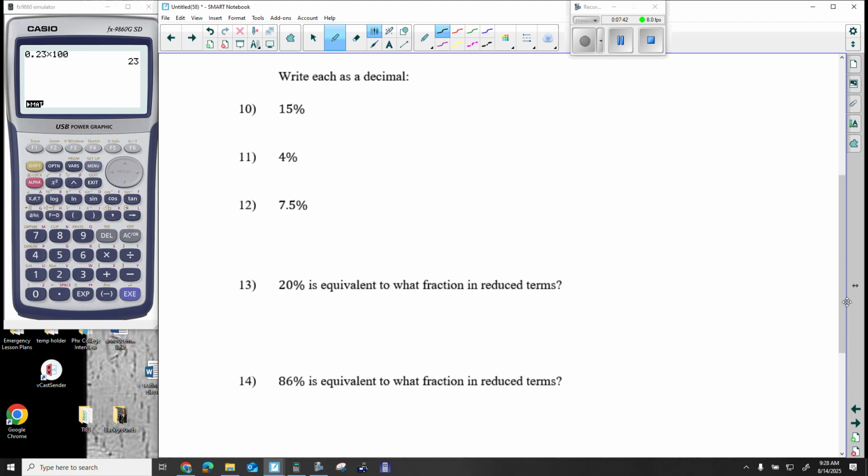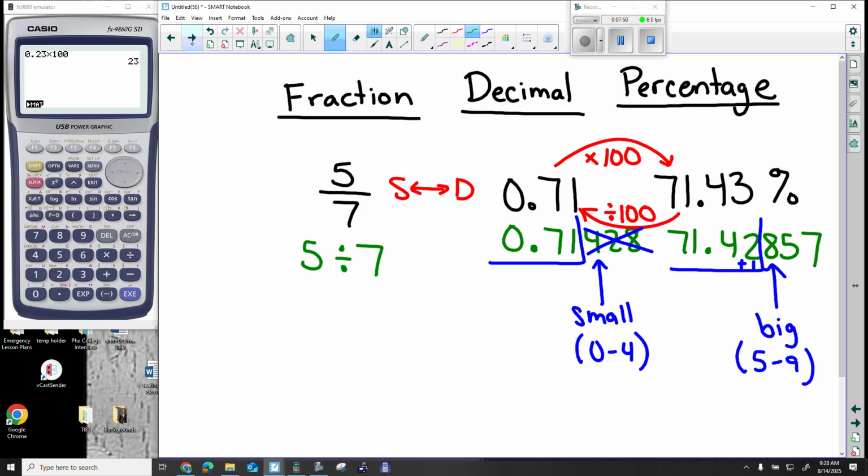So we multiply by 100 for 7, 8, and 9. And then we're kind of coming to the end here. So write each as a decimal. So here they give us a percentage and they want a decimal. So we're starting with this percentage and we need to go this way. So we need to divide by 100.